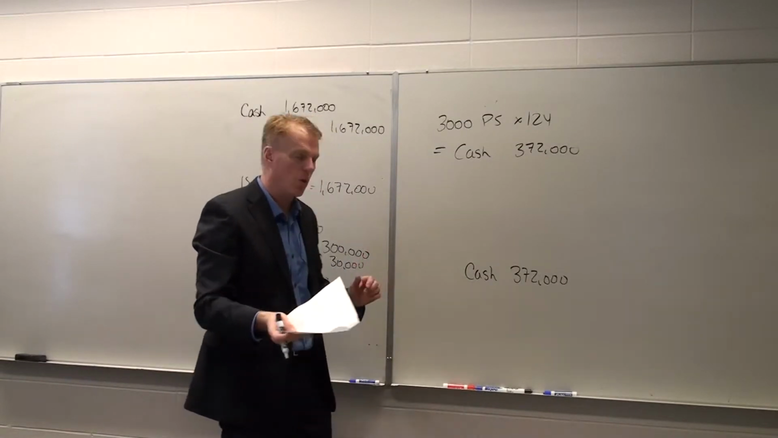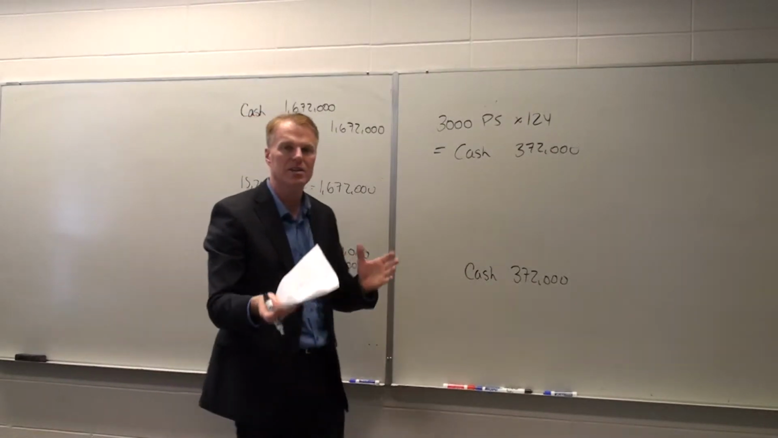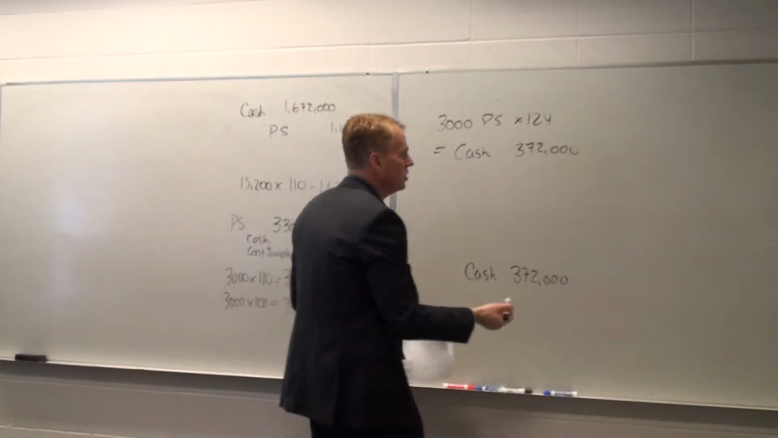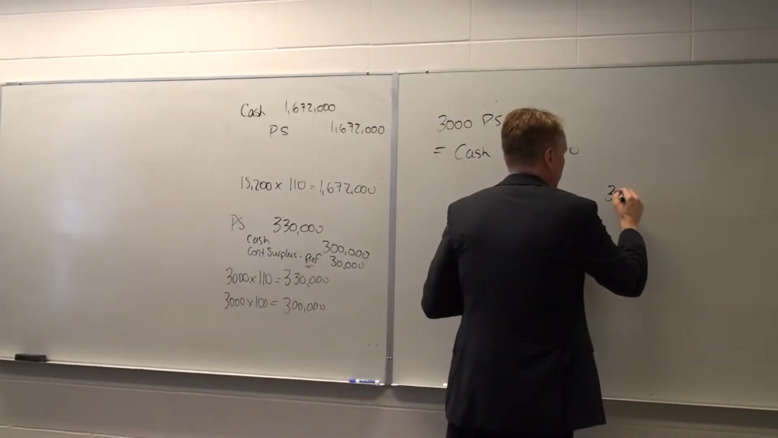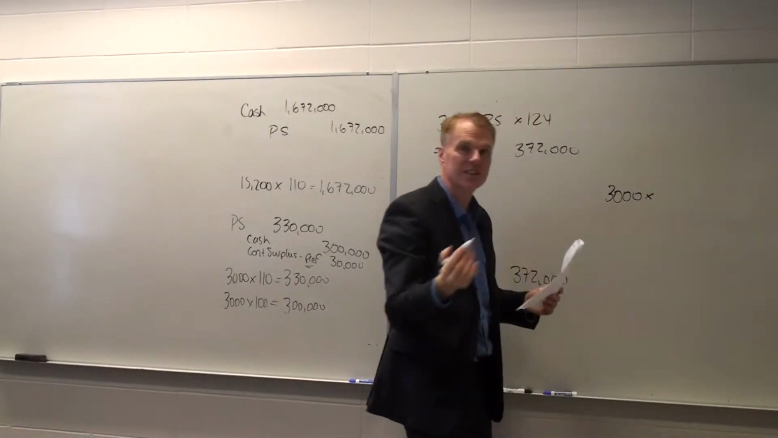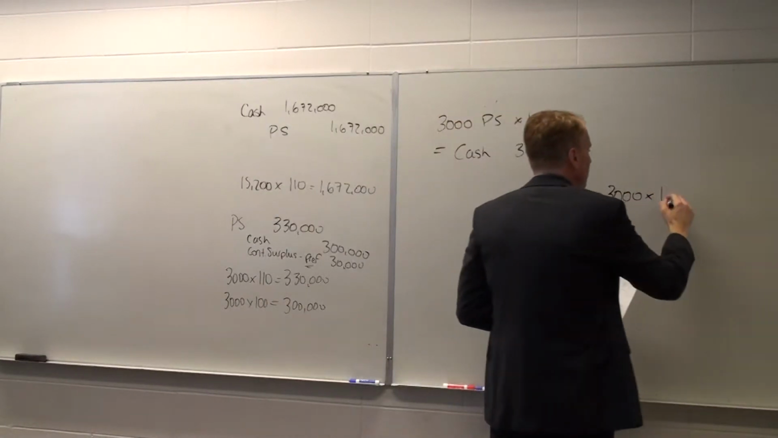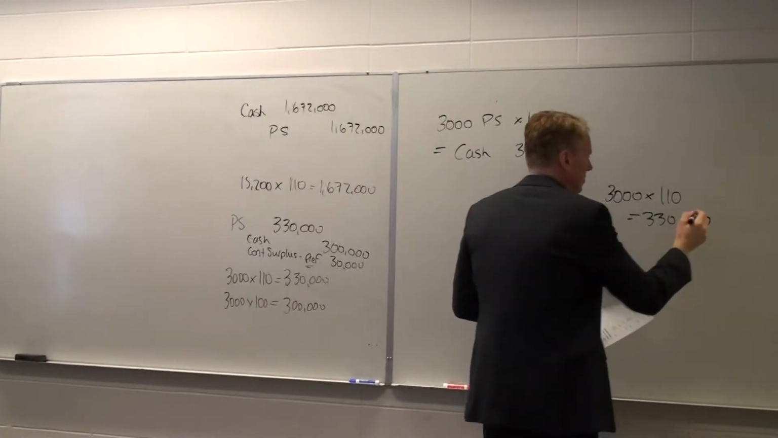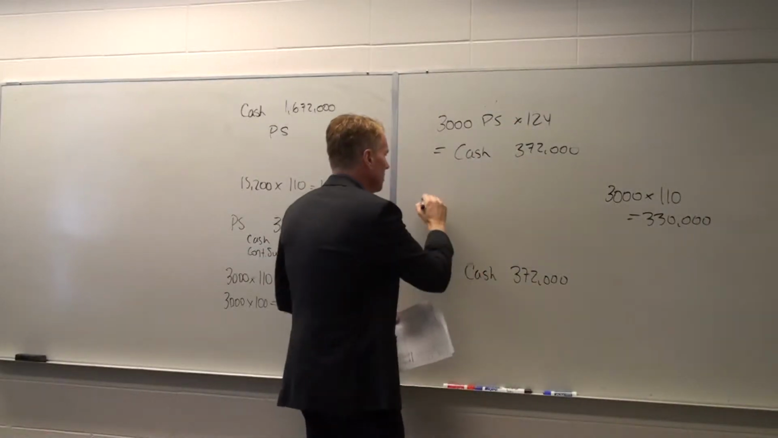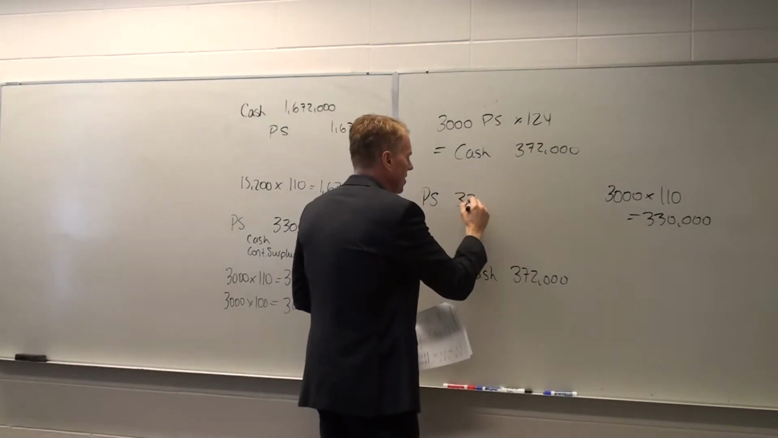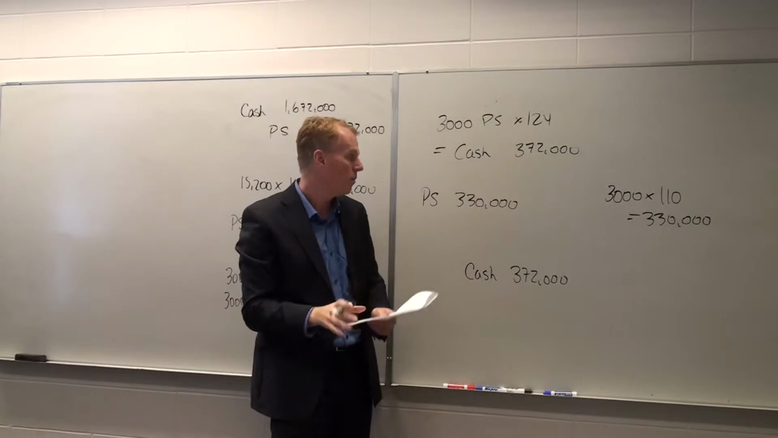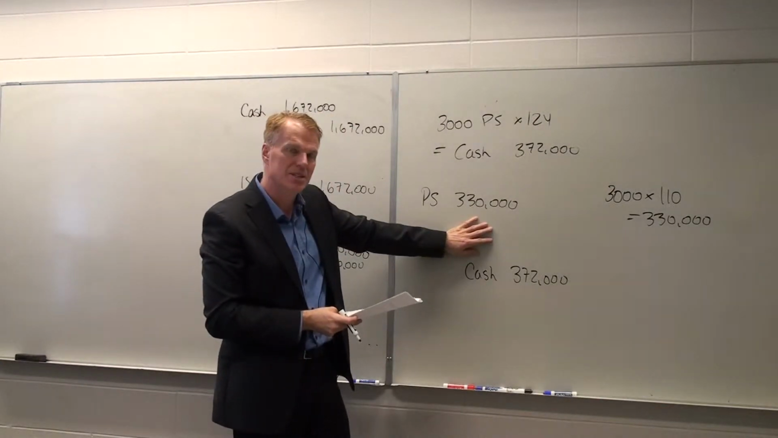Well, just like before in our previous entry, what did we issue the preferred shares at? We issued the preferred shares at $110. So 3,000 times 110 is 330,000. So we need to reduce our preferred shares by 330,000. Now, we're still off on the debit side here.